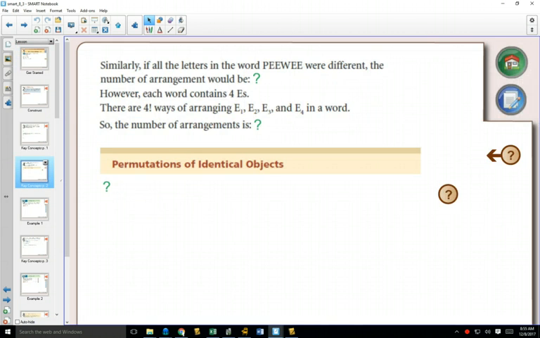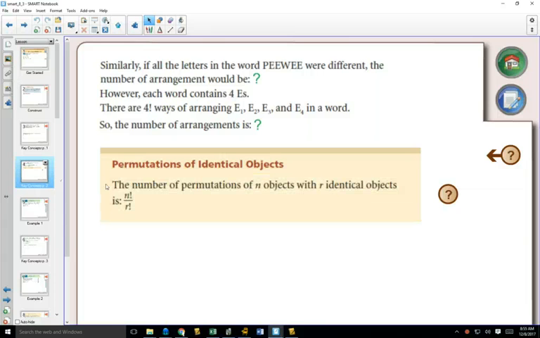So when we looked at a name like Ellen, and if we even wrote it with little e's and little l's, we have identical objects. There's two little l's and two little e's. Normally, if you were arranging 5 different objects, there'd be 5 decisions to make, and you'd have 5 choices, then 4, then 3, then 2, then 1, which would be 5 factorial.